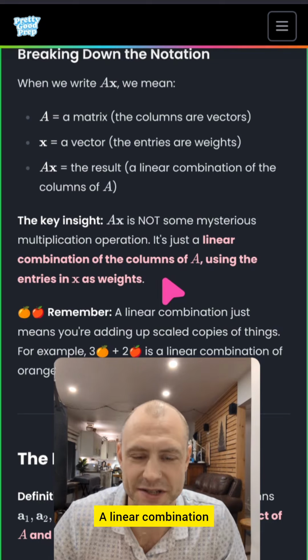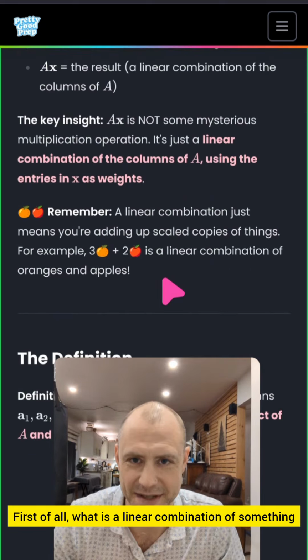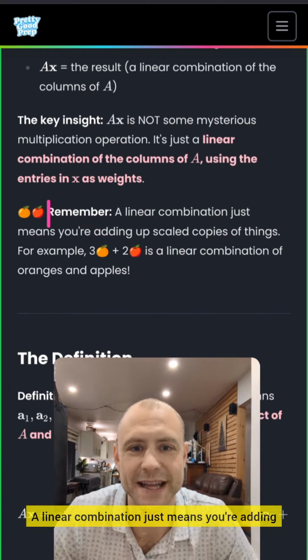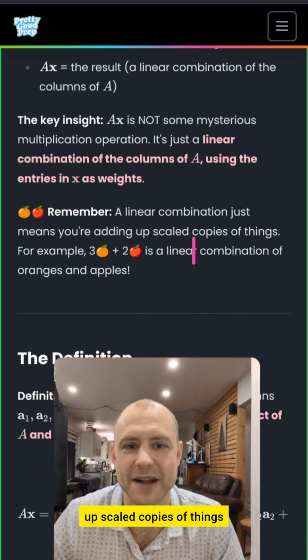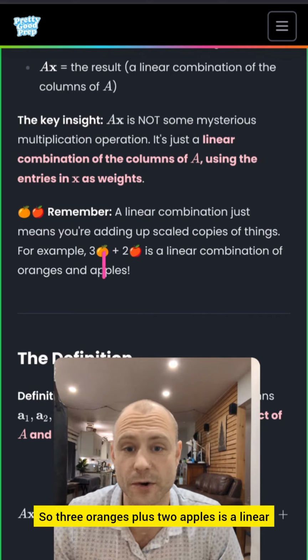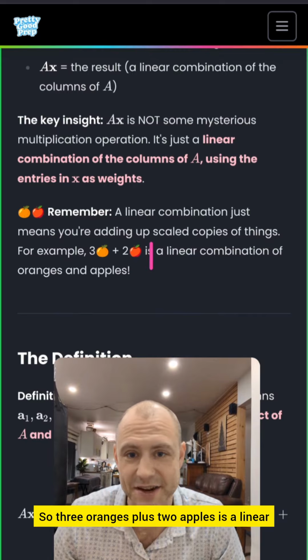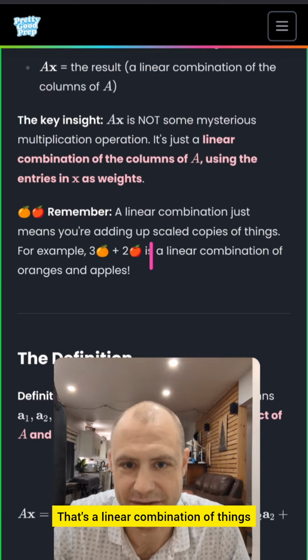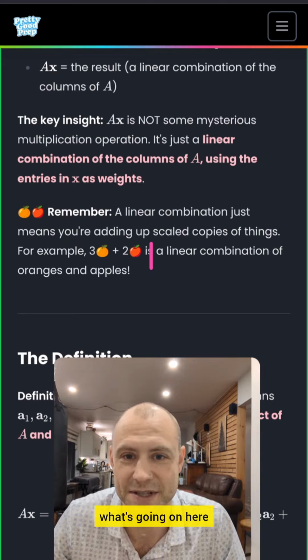A linear combination, first of all, what is a linear combination of something? This is the first key. Well, let's do it with oranges and apples. That's easy to do. A linear combination just means you're adding up scaled copies of things. So 3 oranges plus 2 apples is a linear combination of oranges and apples. That's all we're doing. That's a linear combination of things. If you understand that, you understand most of what's going on here, okay?